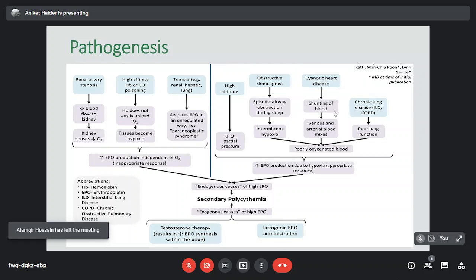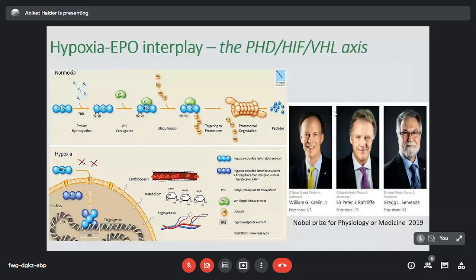Now, when we are discussing secondary polycythemia, more often we encounter the chronic hypoxemic states which lead to secondary polycythemia due to increase in erythropoietin production. So how does this hypoxia and erythropoietin levels interplay? To know this, we have to know the hypoxia erythropoietin pathway. Normally, the master regulator of this erythropoietin secretion is the HIF alpha molecule. The HIF stands for the hypoxia inducible factor.